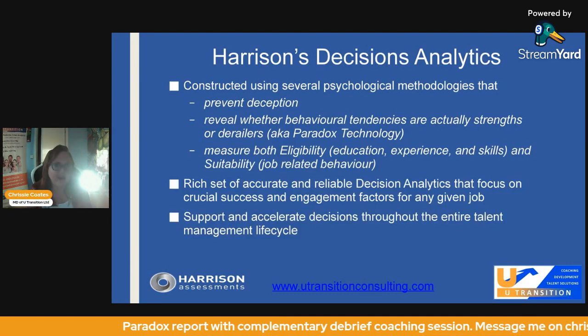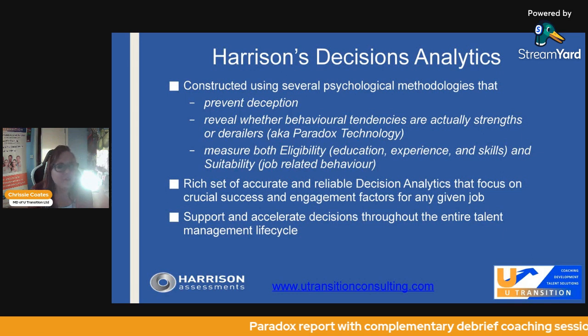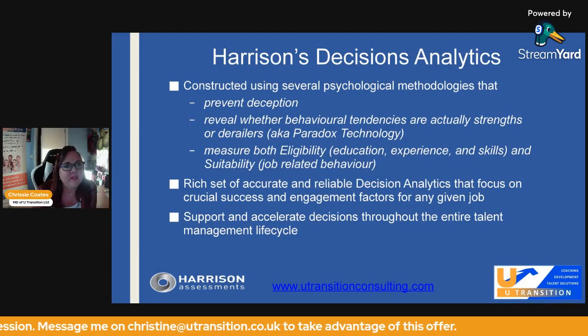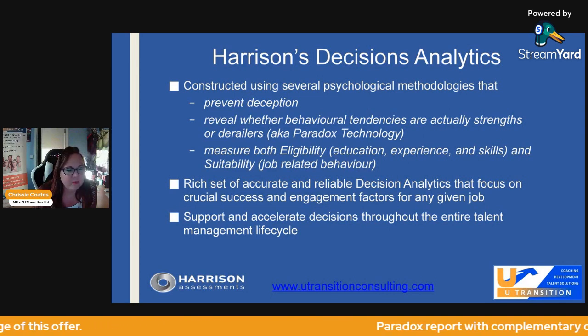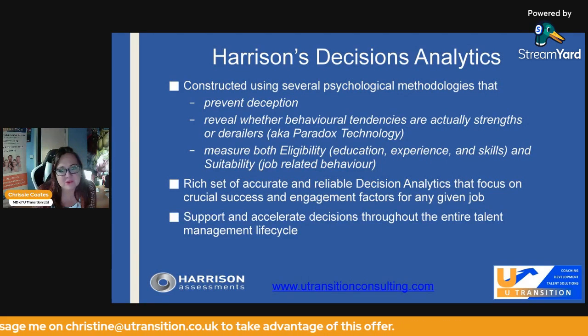So running underneath, behind the analytics, I suppose, that go on in the background, are these very, very clever mathematics and psychological analytics that are married up together. The way it's constructed means that it can detect deception. So if somebody is deliberately trying to fudge the questionnaire or answer it in the way that they think it ought to be answered, it flags it up so we know. It very cleverly reveals whether behavioural tendencies are genuine strengths, or whether those strengths, if overused, are potential derailers. That's identified through paradox technology, which I'll talk about in a moment.